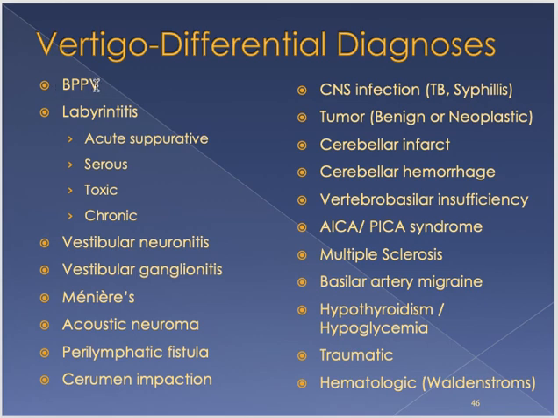So BPPV was one of the causes. Then there could be labyrinthitis. Labyrinthitis is the inflammation of the labyrinth. It could be due to any infections or any inflammatory causes. The types are acute, suppurative, serous, toxic, and chronic.